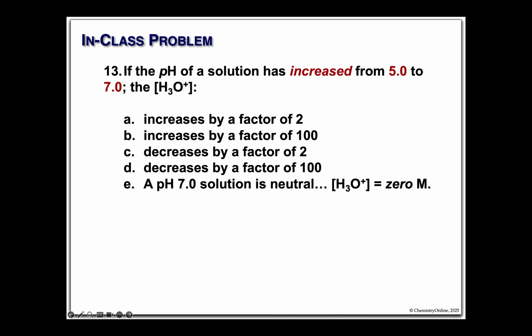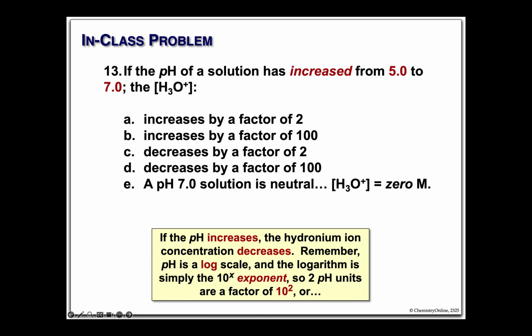pH. pH always gives people problems because it's kind of like backwards. But okay. We have a solution that's at pH 5. We increase that pH to 7. What happens to hydronium? Well, remember, if the pH increases, hydronium ion decreases. pH goes up, hydronium goes down. So we're looking for decreasing.